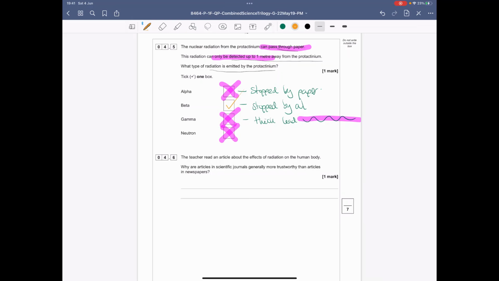The teacher read an article about the effects of radiation on the human body. Why are articles in scientific journals generally more trustworthy than articles in newspapers? Well, the whole thing about scientific journals, and this is the phrase you need to use whenever you see a question about a scientific journal, is that everything that goes into them is peer-reviewed, which basically means any claims or discoveries are checked and reproduced by other scientists to make sure that they are accurate and the data they've collected is trustworthy.